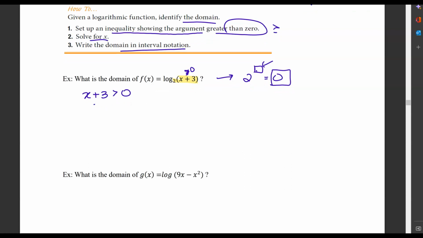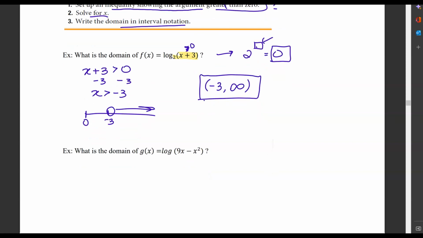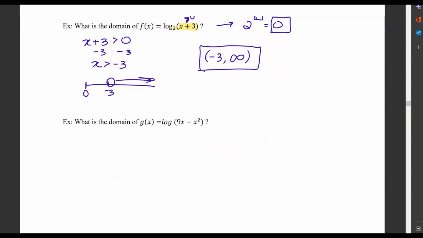So what does this mean? We subtract 3 from both sides, and this tells us that x must be greater than negative 3. On a number line, if this is 0, here's our negative 3, it will be an open circle, and we are looking at all values this way. So the domain is open parenthesis, negative 3 to infinity, and this is our domain. All right, a little bit more complicated, but let's try the next one.